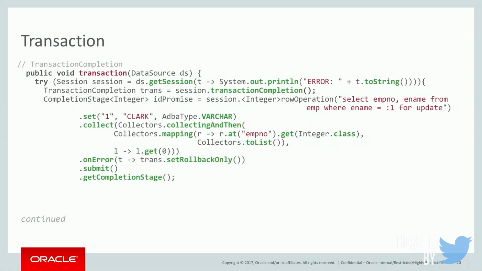Transaction. This is more complicated. Okay, so for transaction, we have a transaction and then a data source. Try with resource block, get a session. If we cannot get a session, if get a session does not complete successfully, we're going to return an error. Okay, assume everything goes well.